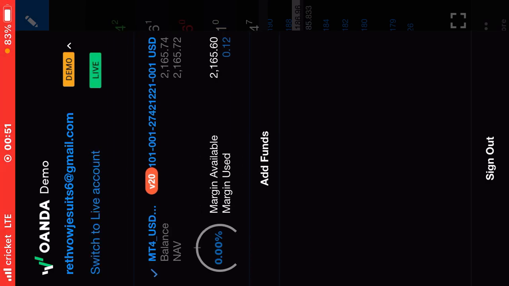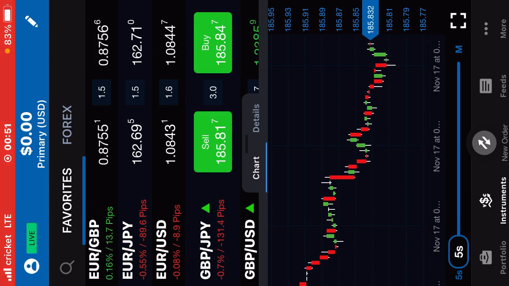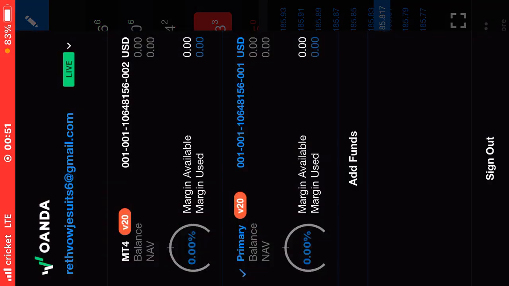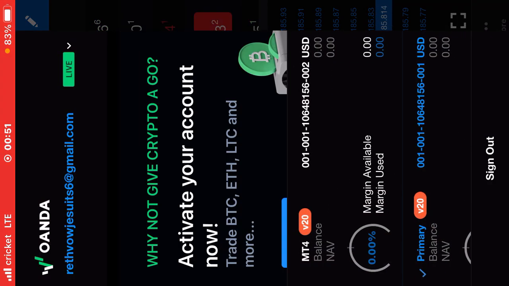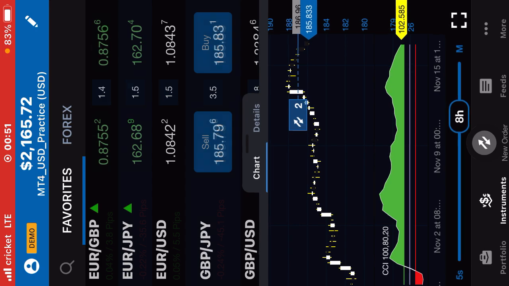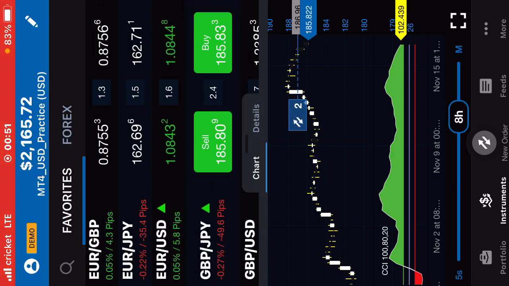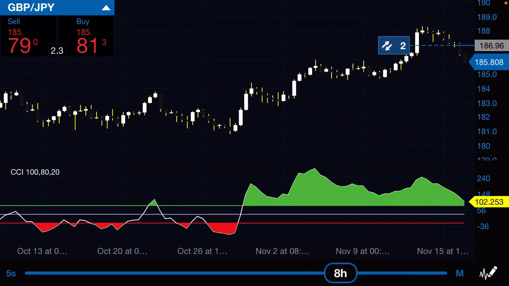Then it can switch to a live account. But there is no live account. There's nothing in the account yet. So go back to the demo. And this is how much money is in the demo account, 2,000. But this particular platform, I haven't figured out how to read the trades yet.